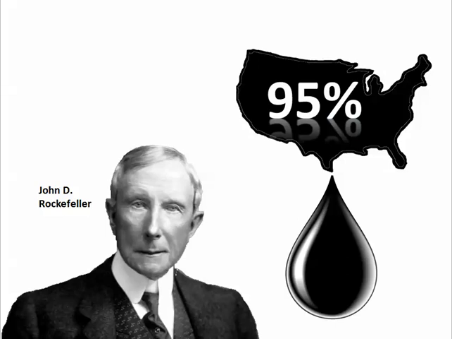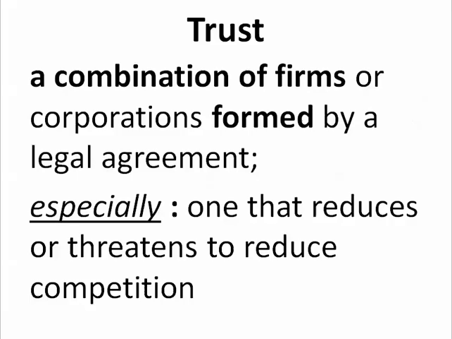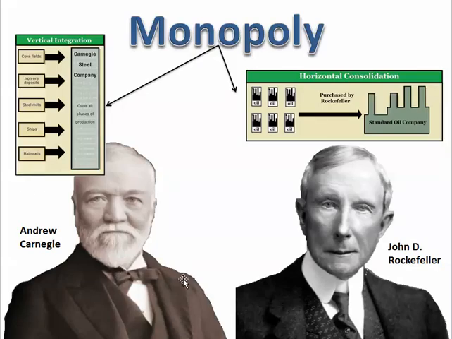He creates this monopoly or trust. And a trust is a combination of firms or corporations formed by a legal agreement. So he joins together with the remaining oil refineries and the railroads and other companies, and they form a trust, this huge combination of monopolies, and that's going to reduce competition against them. Alright, so he joins Andrew Carnegie in the creation of monopoly with his horizontal consolidation, buying out all of his competitors.